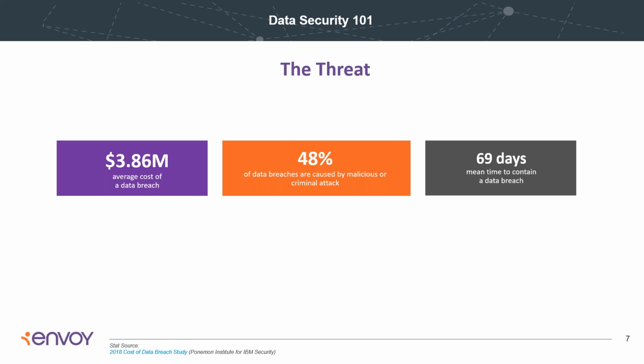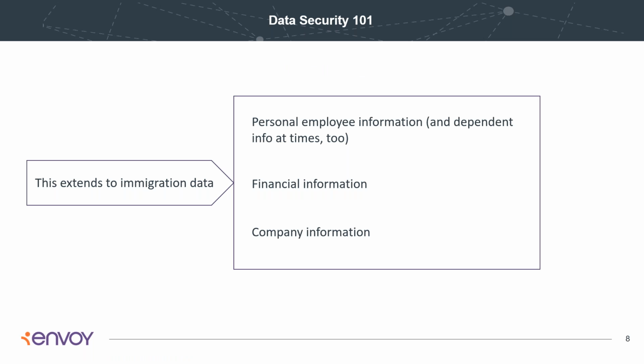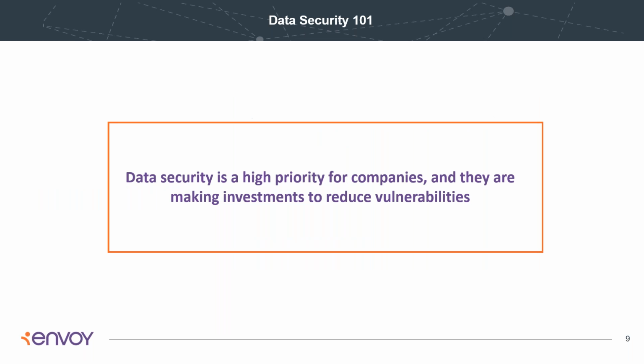So what does this mean? Unfortunately, there are bad actors out there, and they're trying to steal important data, and that includes immigration data. What kind of data are we talking about when we talk about immigration data? Obviously, personal employee information, which sometimes includes dependent info, company information, as well as financial information. As such, data security is a high priority for companies, and companies are making the investments to reduce the vulnerabilities.